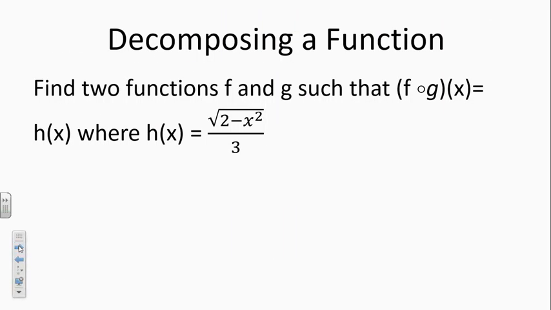Decomposition of a function says that two functions, f and g, can be composed with each other to get an h of x. Tell me what f of x and what g of x are, so we're working our way backwards. There's no one right answer here. There are multiple possibilities. So what can we let f of x be, and what can we let g of x be, so that when we compose them, we get h of x?